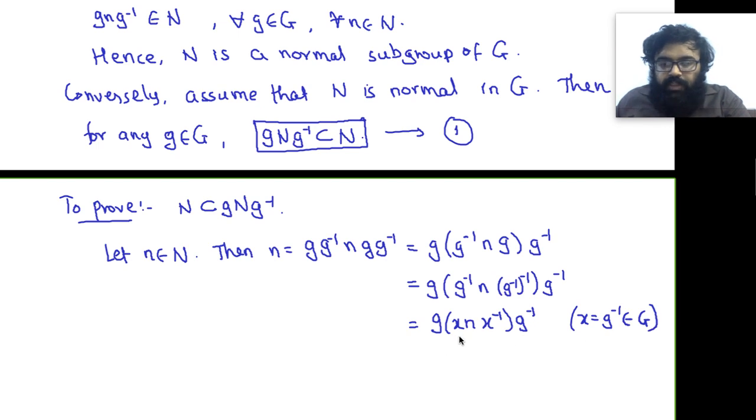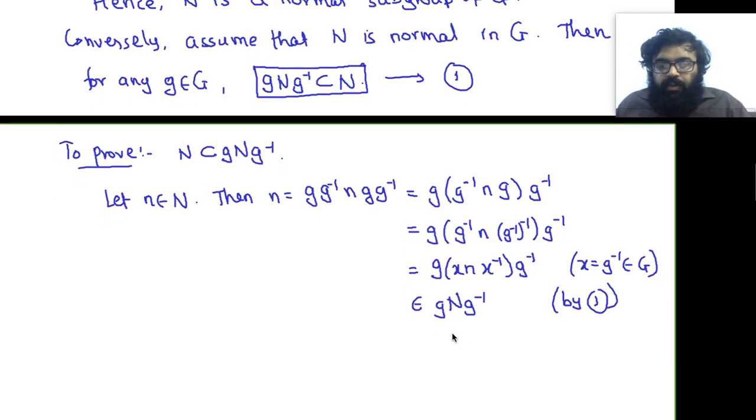And what about this? This belongs to gNg inverse. Why? Because I have taken n in N and any x in G. So I know this, by 1, this belongs to gNg inverse. And again by 1, N is a subset of gNg inverse. Is it clear?